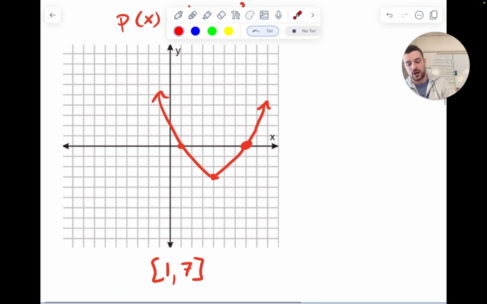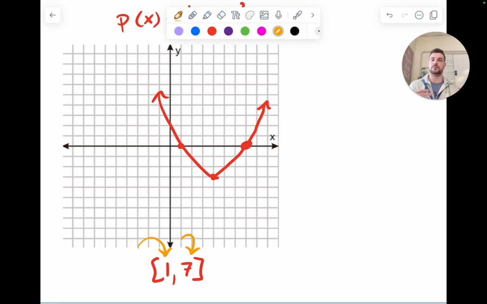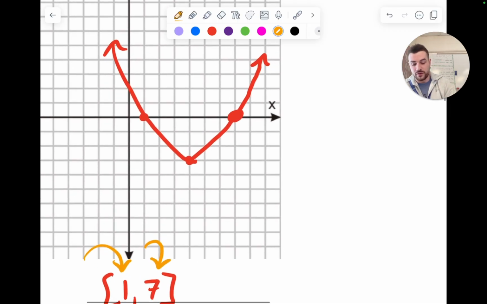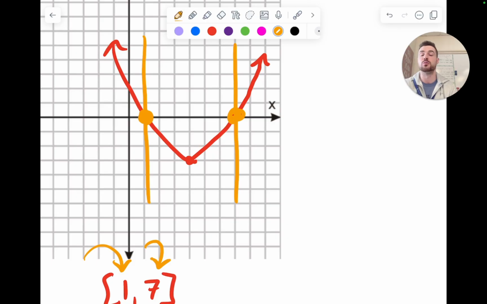Let's say I want to find my average rate of change between an x value of 1 and an x value of 7. Well, let's just look at the graph. We've got an x value of 1, which is right there, and an x value of 7, which is right there. So I am trying to find the slope between these 2 points.